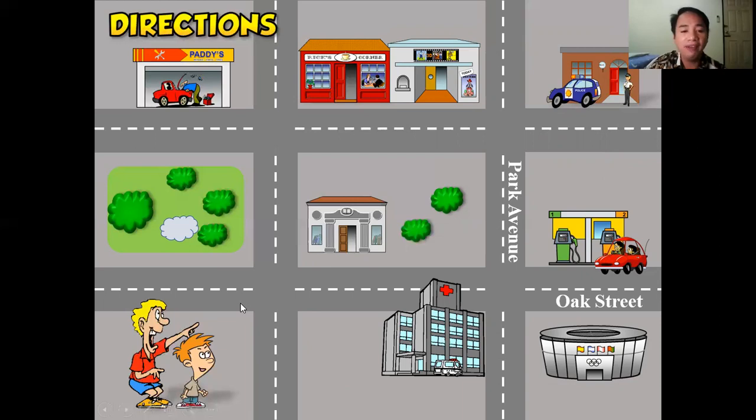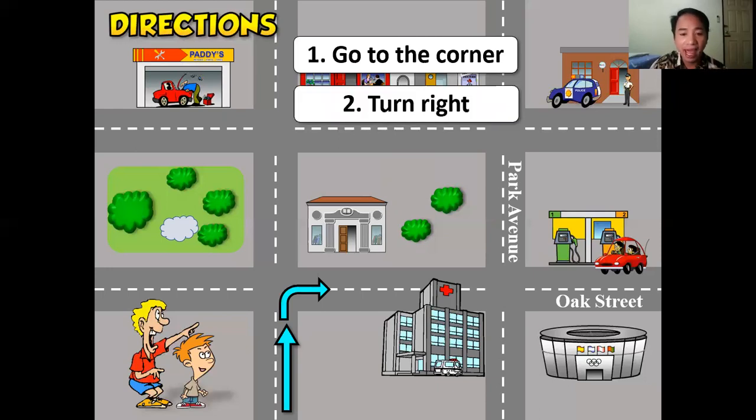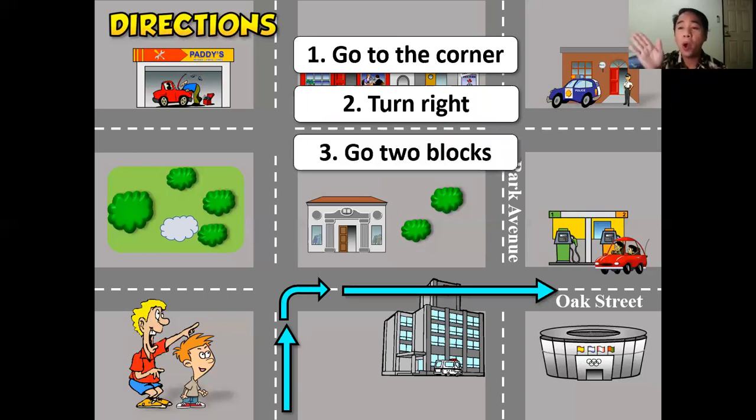Okay, first follow. You have to go on the corner. Next is, what sign is this? You have to turn right. Very good. And then you have to walk straight or go on the street or go 2 blocks. Okay, so you have to go 2 blocks, so you have to walk straight. And then you can find there the stadium.